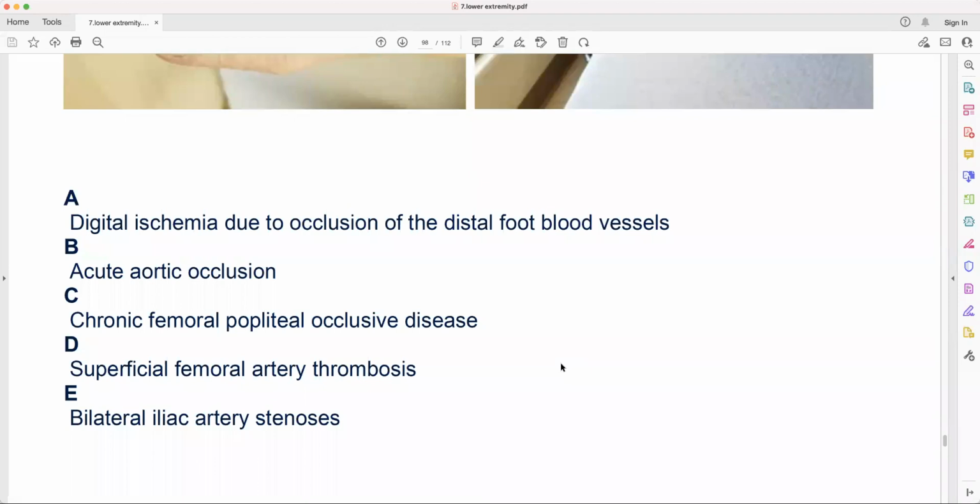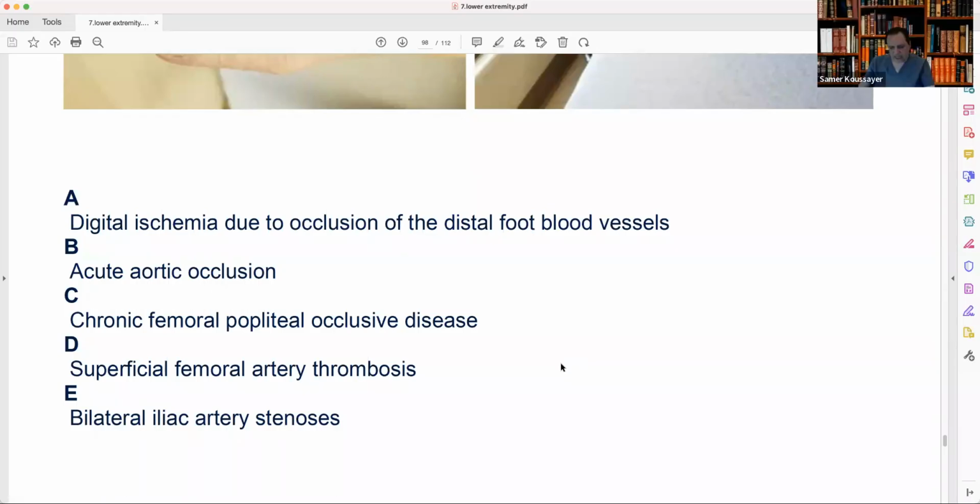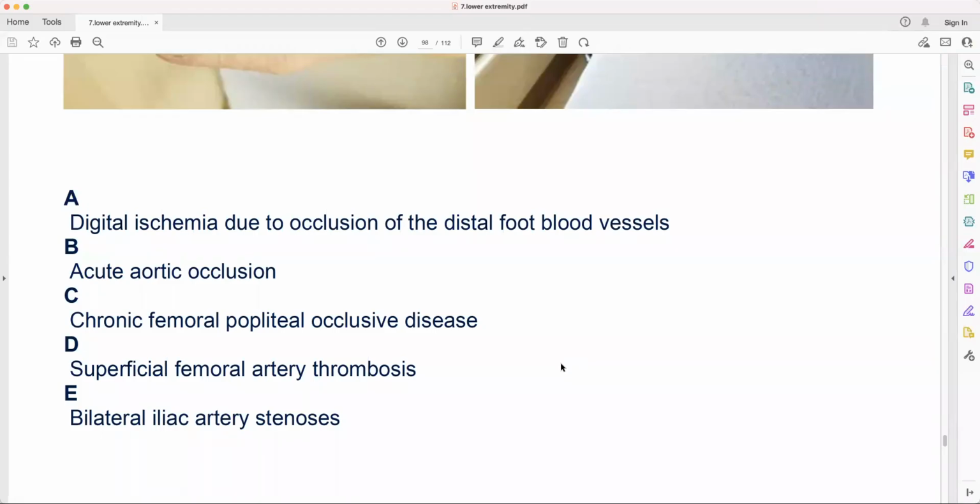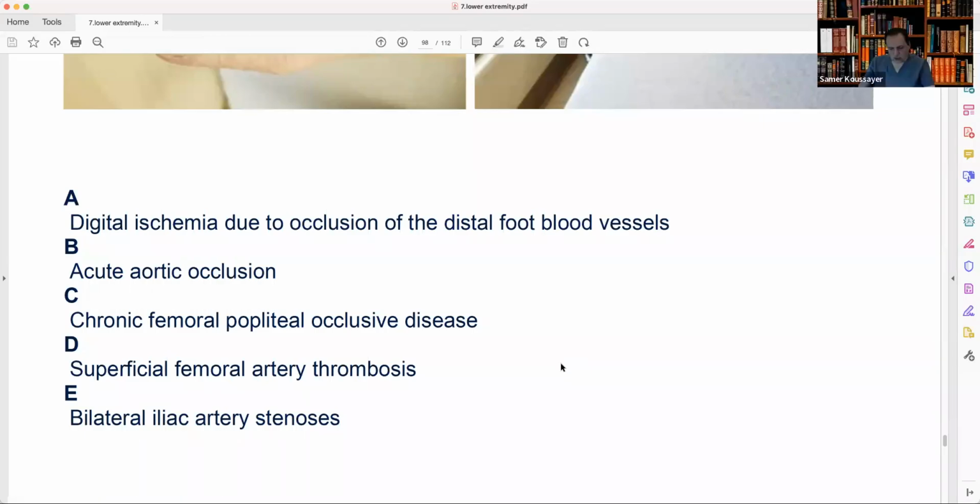Some colleagues use lumbar sympathectomy if you want, or you can put an epidural catheter to calm the pain for 3, 4, 5 days with some mild doses of analgesic using the peridural.